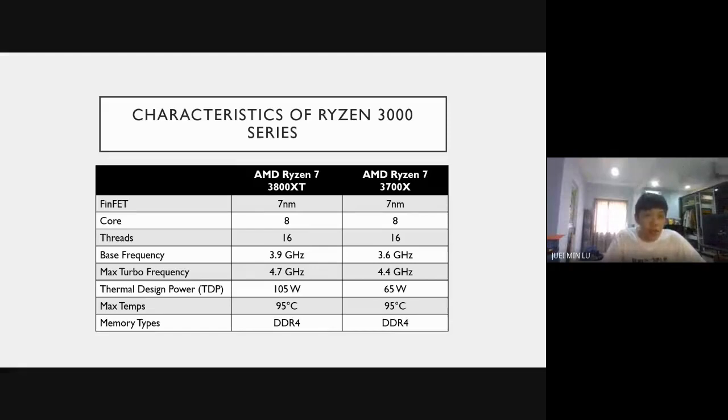So now I would like to pass to my teammate Lim Wen-yang to discuss the comparison between the Ryzen 3800 XT and the Intel Core i7-8086K.